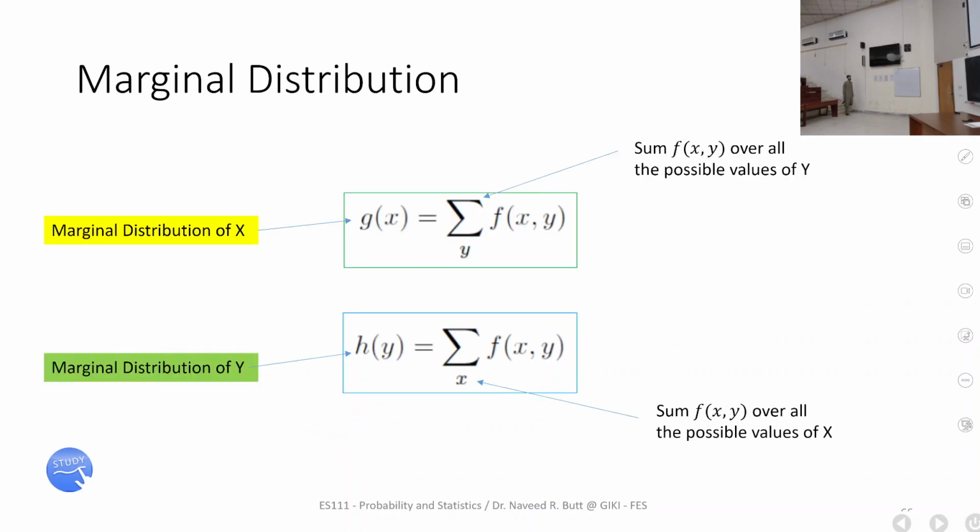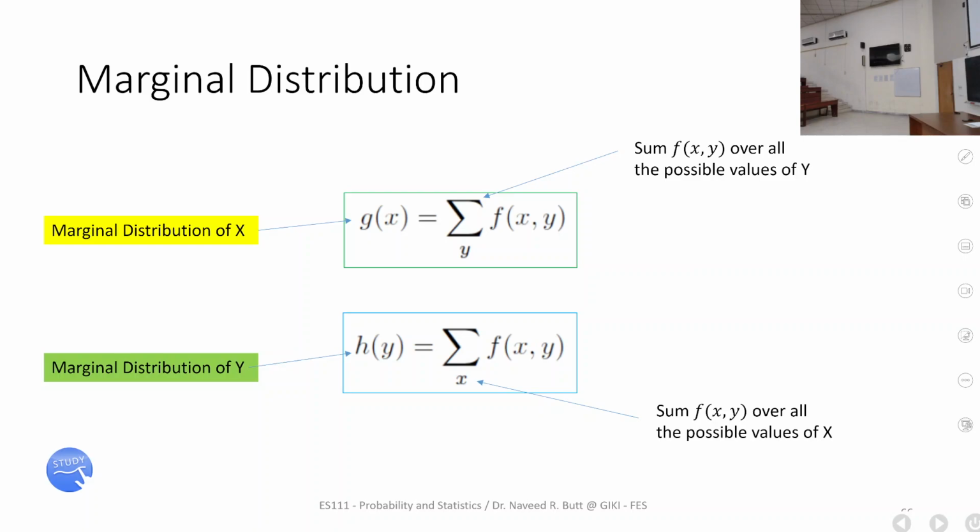Marginal distribution of x. This is how you can get the marginal distributions. You sum fxy over all the possible values of y. And if you sum over all the possible values of x, you get the marginal distribution of y. Why does this make sense? I am saying this is the distribution of x, that capital X takes this value.